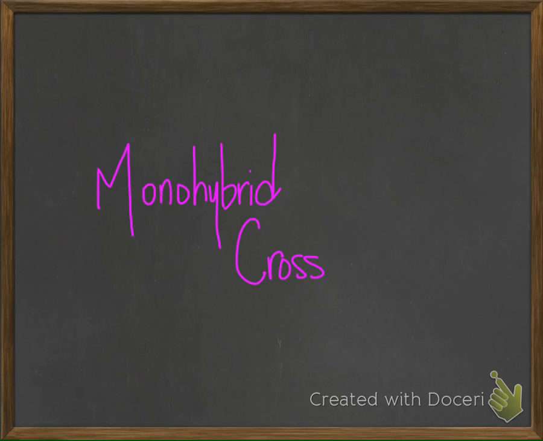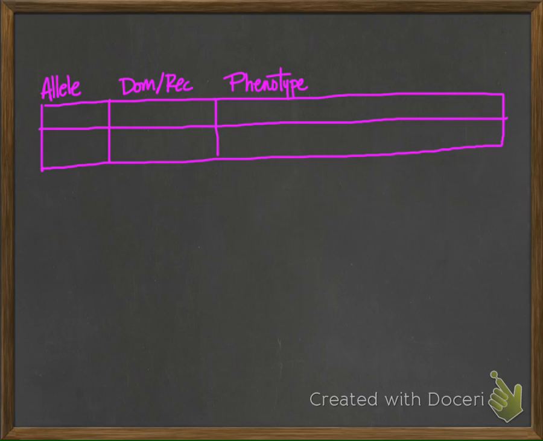This is just going to be a brief tutorial on how to work a monohybrid cross. If the question is nice to you and just gives you the alleles for each parent, then it makes it pretty simple. If you want to make yourself a little chart to remind yourself what's dominant and recessive, the capital letter is usually dominant, and the lowercase is recessive.